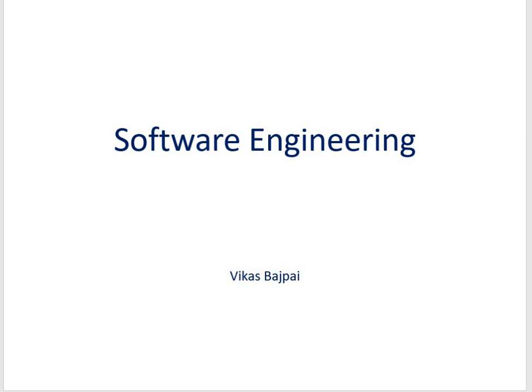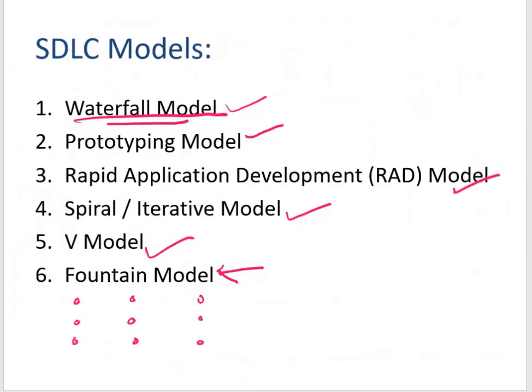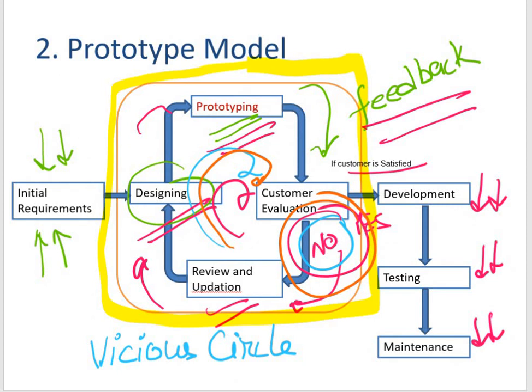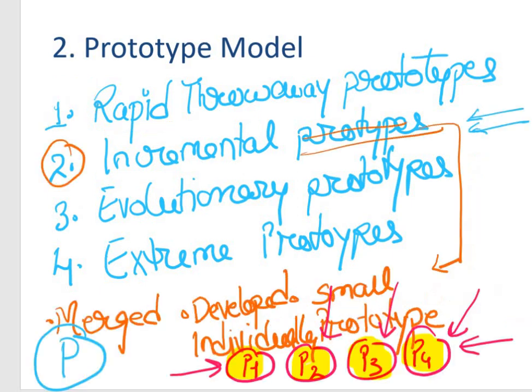So, welcome back. In our previous discussion, we were throwing some light on the software development life cycle. Then we saw the waterfall model, and then we saw the prototype model and some of its variants. And then we saw that there are some options with the prototype model. That is, we can go ahead with a rapid throwaway prototype model, or I can go ahead with an evolutionary model. I can go with an incremental prototype, or maybe I can go ahead with the extreme prototype.